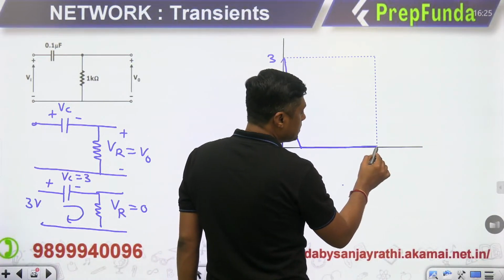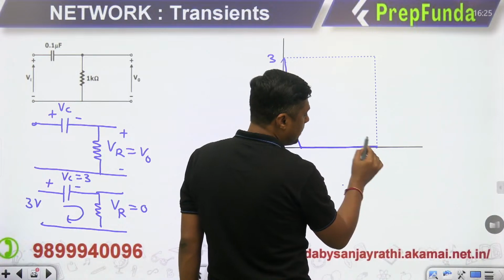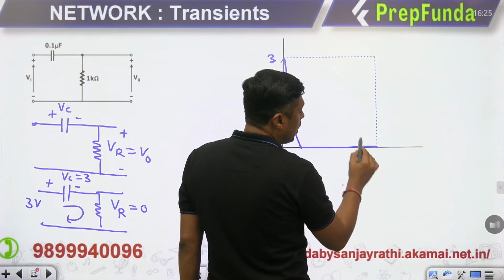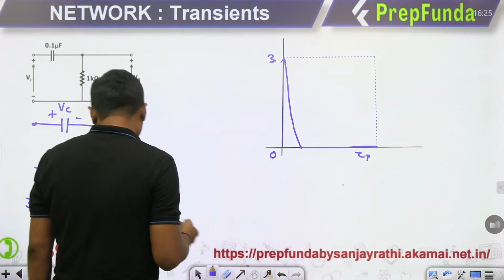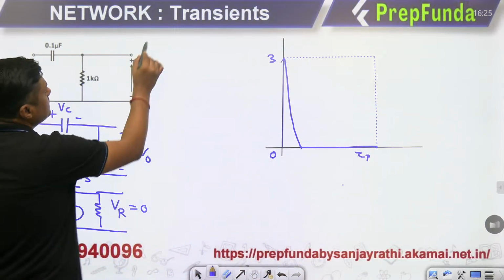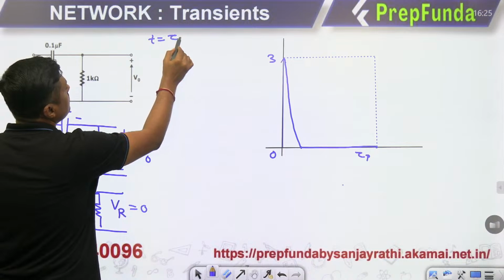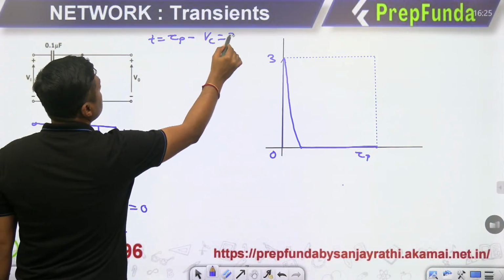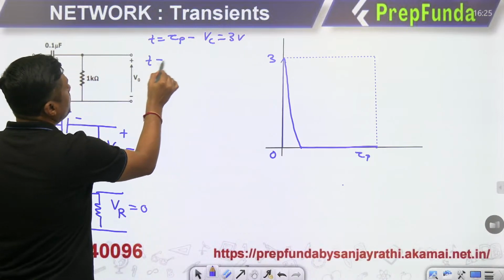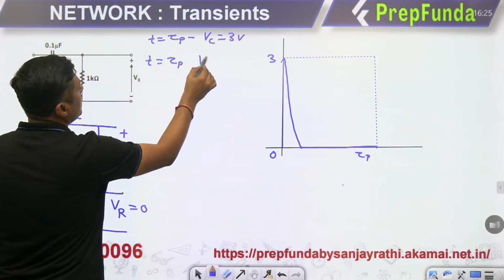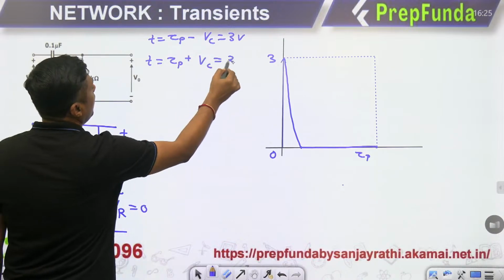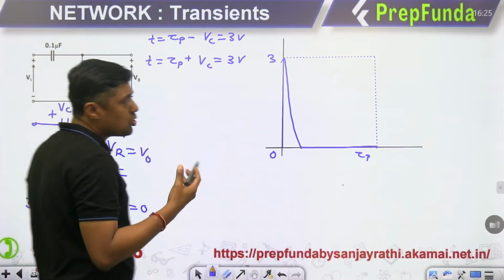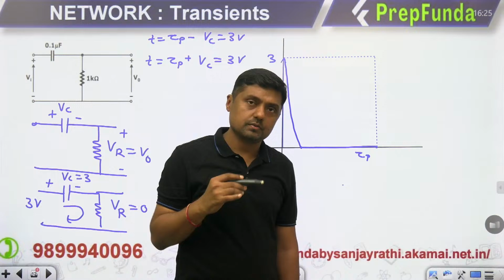Up to what? 2 seconds. This is the time period of the pulse, tau p. Now, exactly at tau p negative, what is the voltage across the capacitor? 3 volt. So exactly at tau p positive, what about the voltage across the capacitor? It will remain 3 volt. Why? Because a capacitor does not allow sudden change of voltage.